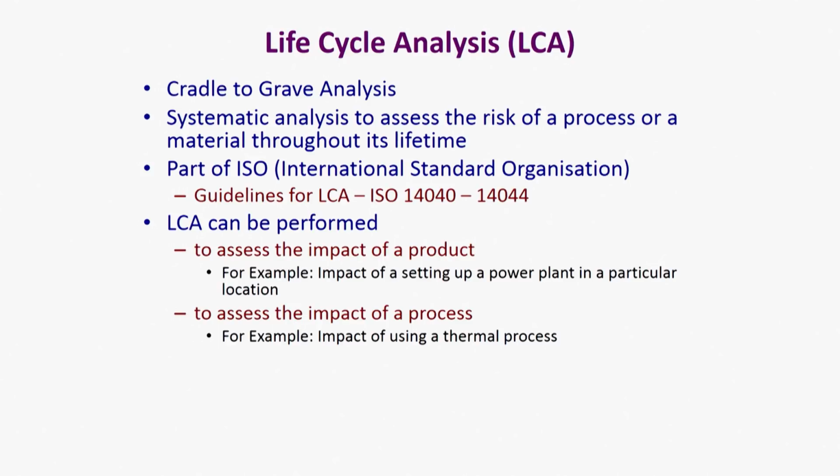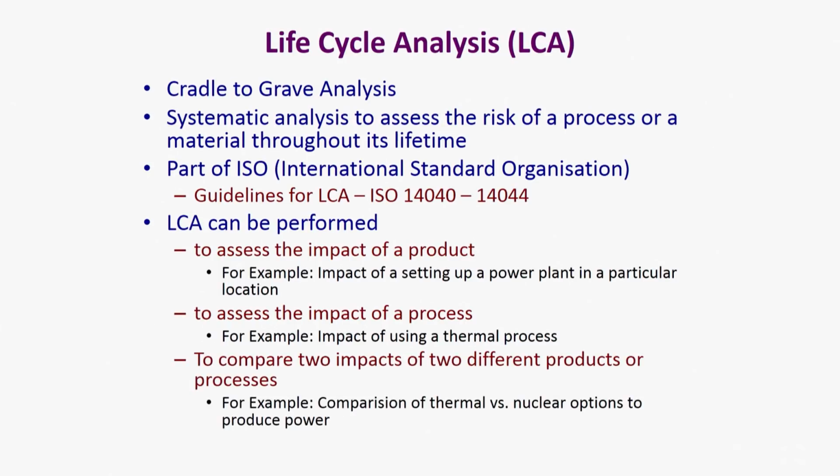That is one issue. Second is what kind of process is being used in the power plant. We can use different processes such as a thermal process or a nuclear process, and these are debatable things, which one causes more damage in the long run, the short run, in the case of an accident and so on. So, you can also compare the impacts of two different products or processes. For example, comparison of thermal versus nuclear to produce power. So, this kind of analysis can be done in a systematic manner in order to give results and data that people can use in order to formulate policy.